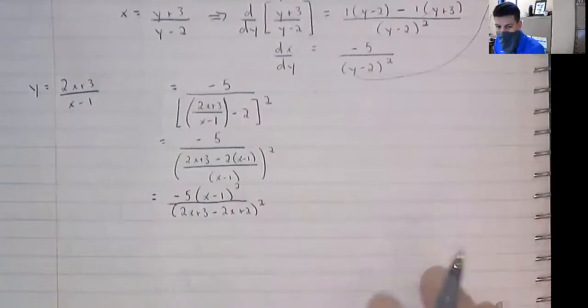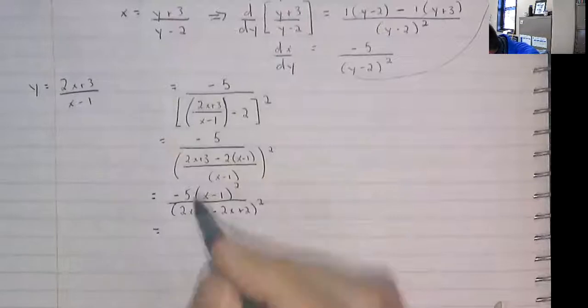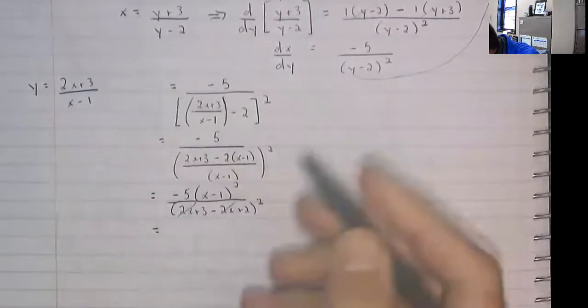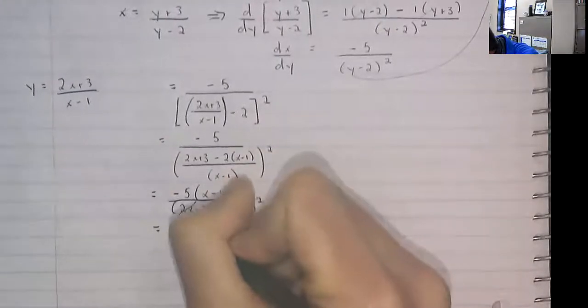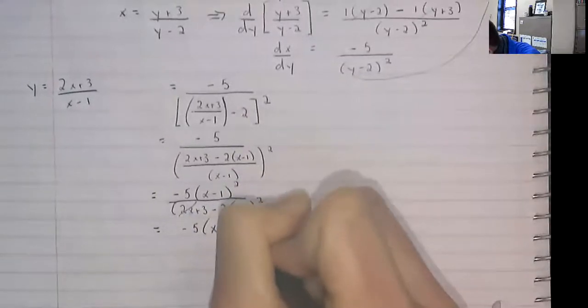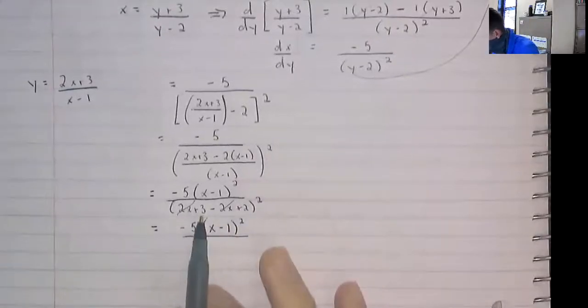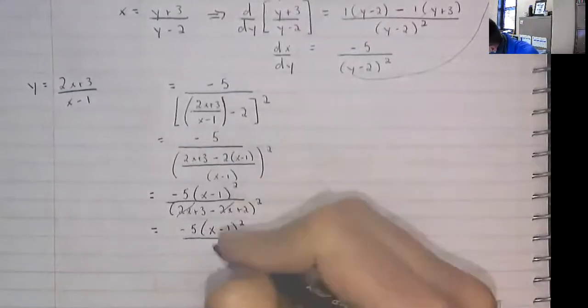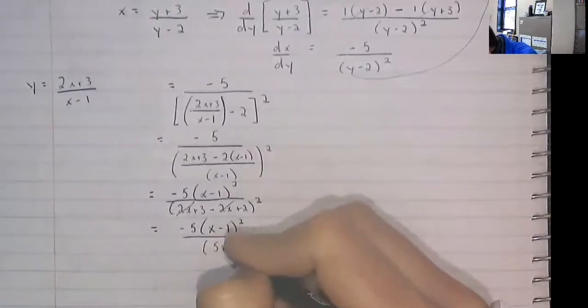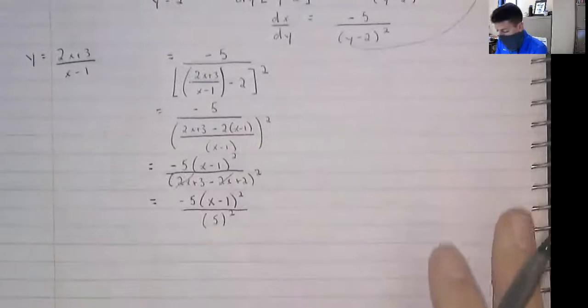Oh, well, this is going to be kind of nice. Stuff cancels. 2 x's, namely. What we get is negative 5 times x minus 1 squared, all divided by, what's left down here? A 3 and a 2. Oh, dang. Check out this black magic.